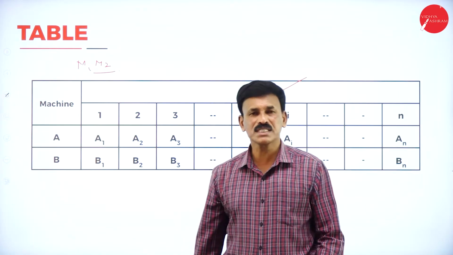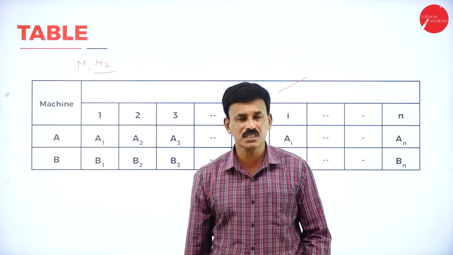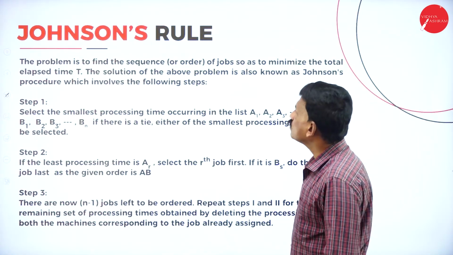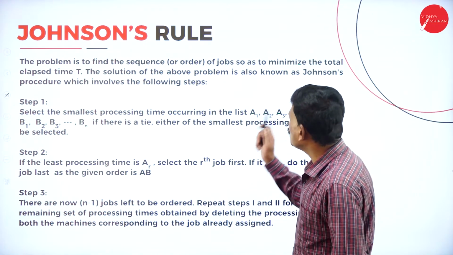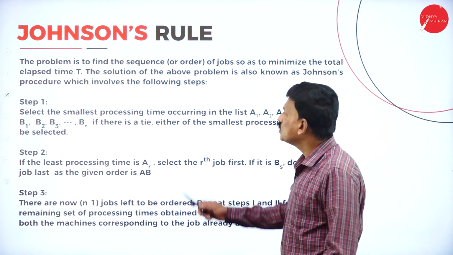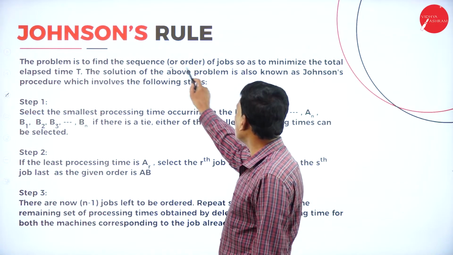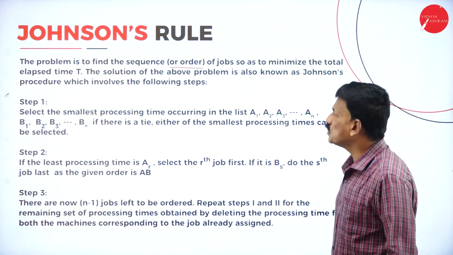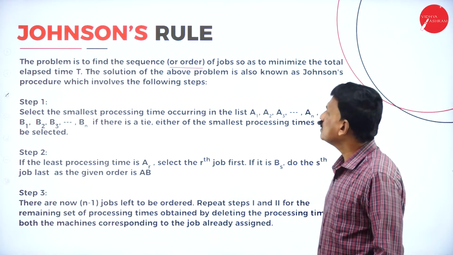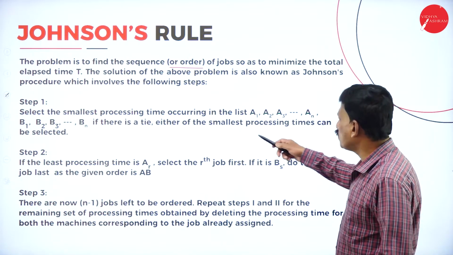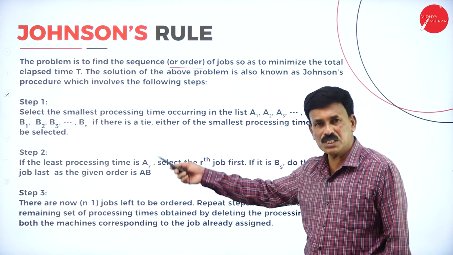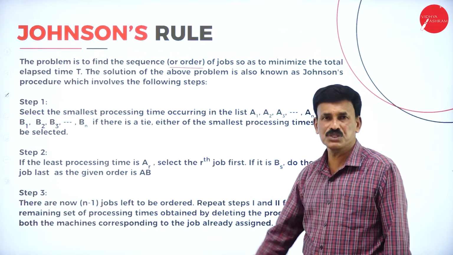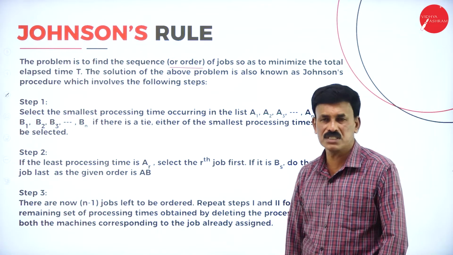Now let us come to the step-by-step procedure to solve a sequencing problem using Johnson's rule. To find the sequence or order of n jobs so as to minimize the total elapsed time, the problem using Johnson's rule can be solved step by step. So this is called the step-by-step procedure to solve a Johnson sequencing problem.